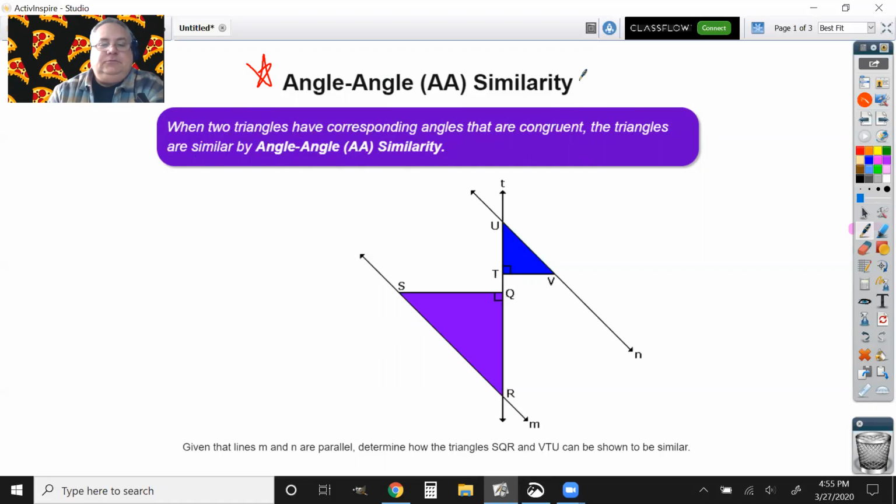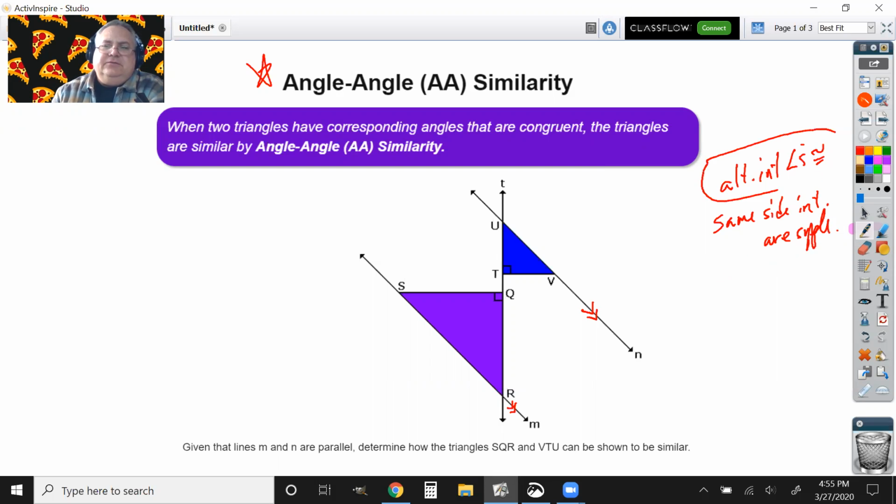So anyway, as we're doing these problems, they're going to give you a picture like this on some of them, and they'll say, given that the lines M and N are parallel, determine how the triangles SQR and VTU can be shown to be similar. So they're telling us these two lines are parallel, and as soon as they say that, we should be looking for alternate interior angles that are congruent, or same side interior angles that are supplementary.